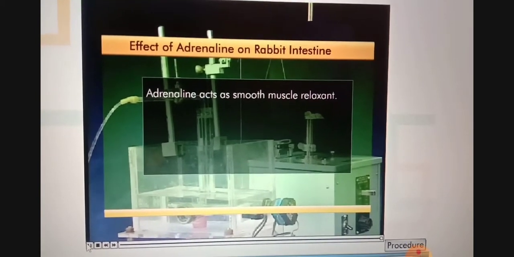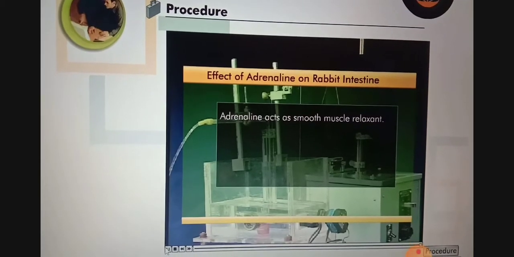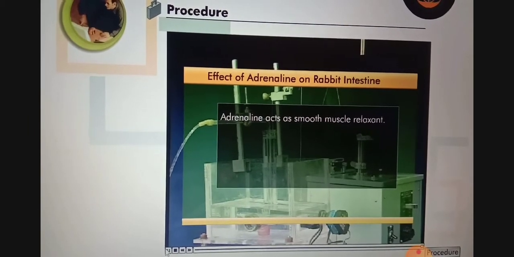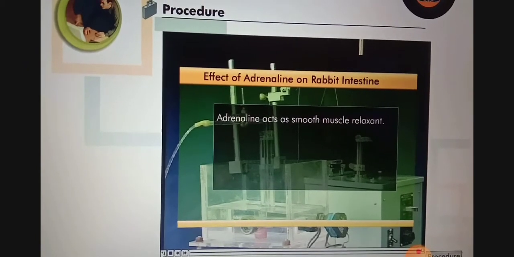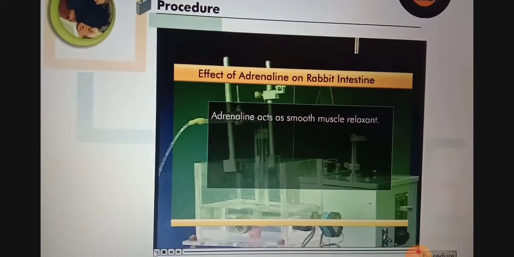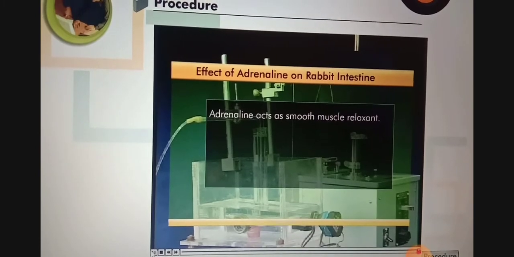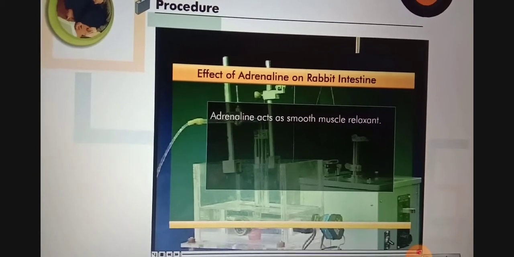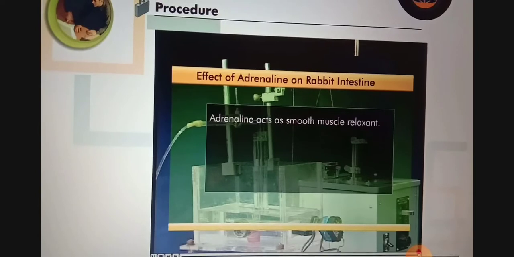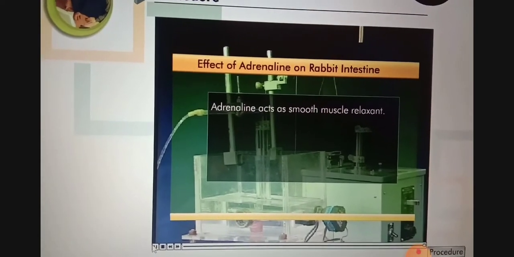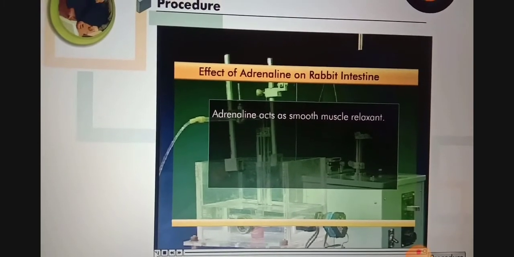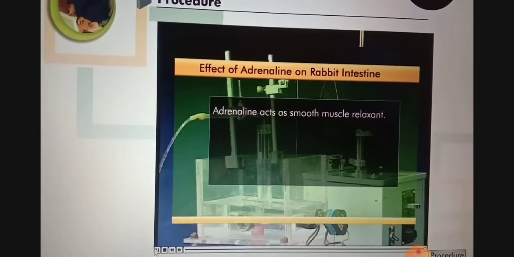Okay, so in that procedure we had used 4 drugs: acetylcholine, barium chloride, atropine and adrenaline. Among those, acetylcholine and barium chloride possess a similar action, that is, they act as spasmogenic drugs. They cause the contraction of smooth muscles, right? Then adrenaline acts as a relaxant. Adrenaline causes the relaxation of smooth muscles. And atropine, in the presence of acetylcholine, acts as a spasmolytic.